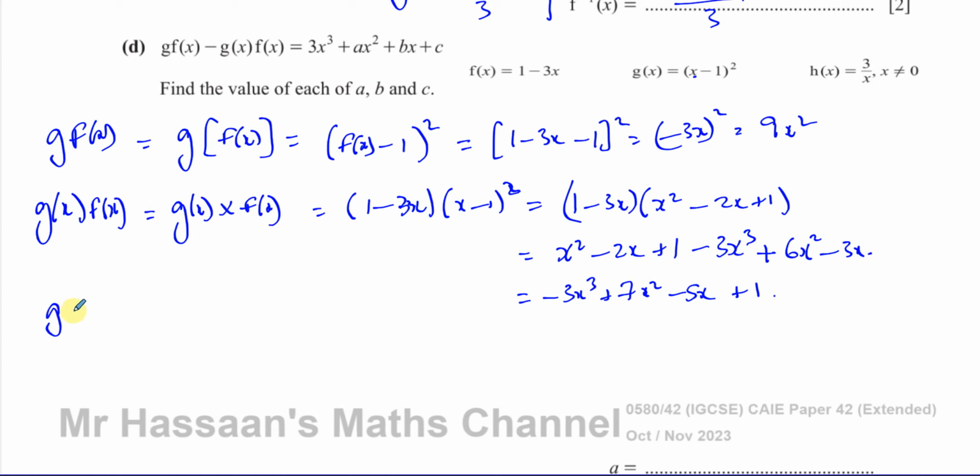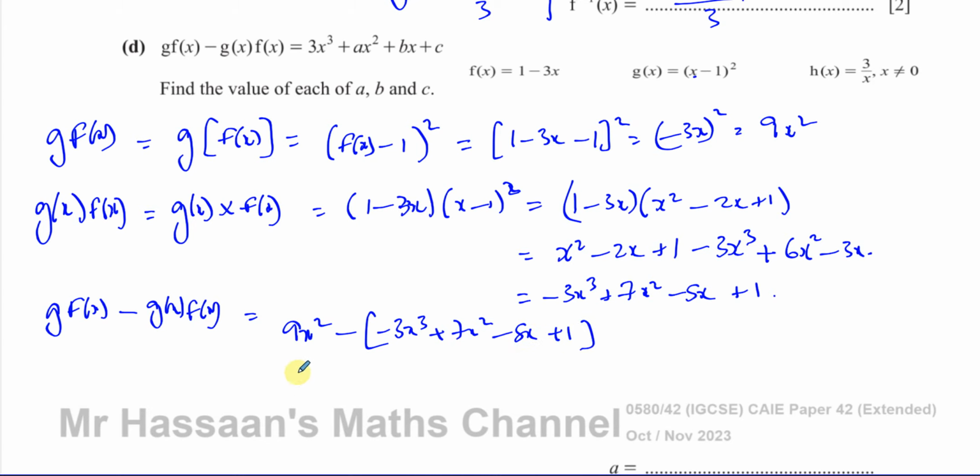So we want to do g(f(x)) minus g(x) times f(x). g(f(x)), as we said, was 9x squared. So we have 9x squared minus all of this: minus 3x cubed plus 7x squared minus 5x plus 1. This minus sign is going to change every sign. That's going to be positive 3x cubed, and minus times plus 7x squared is minus 7x squared.